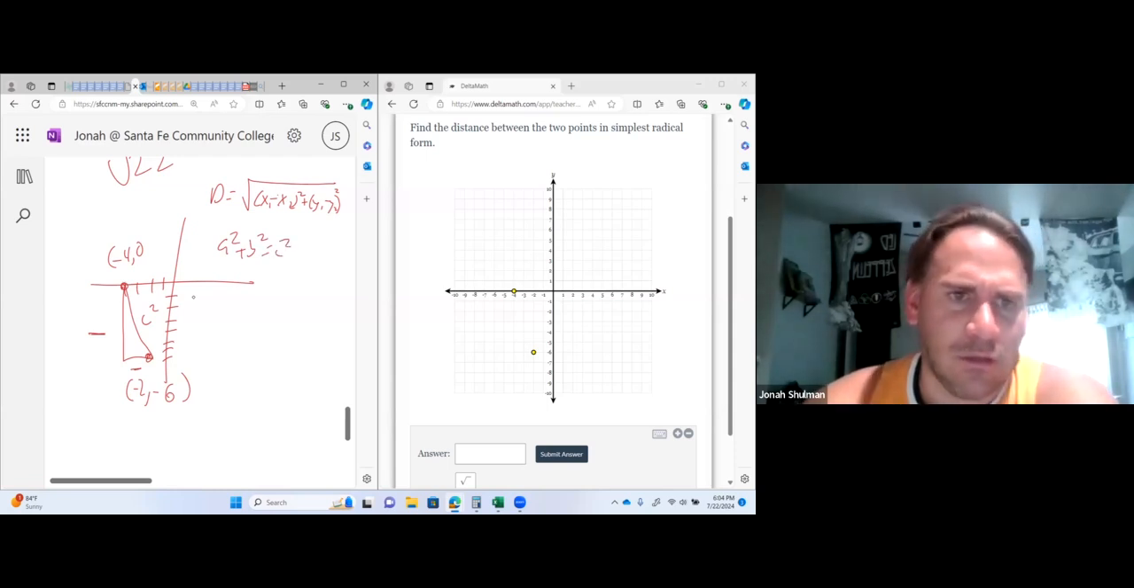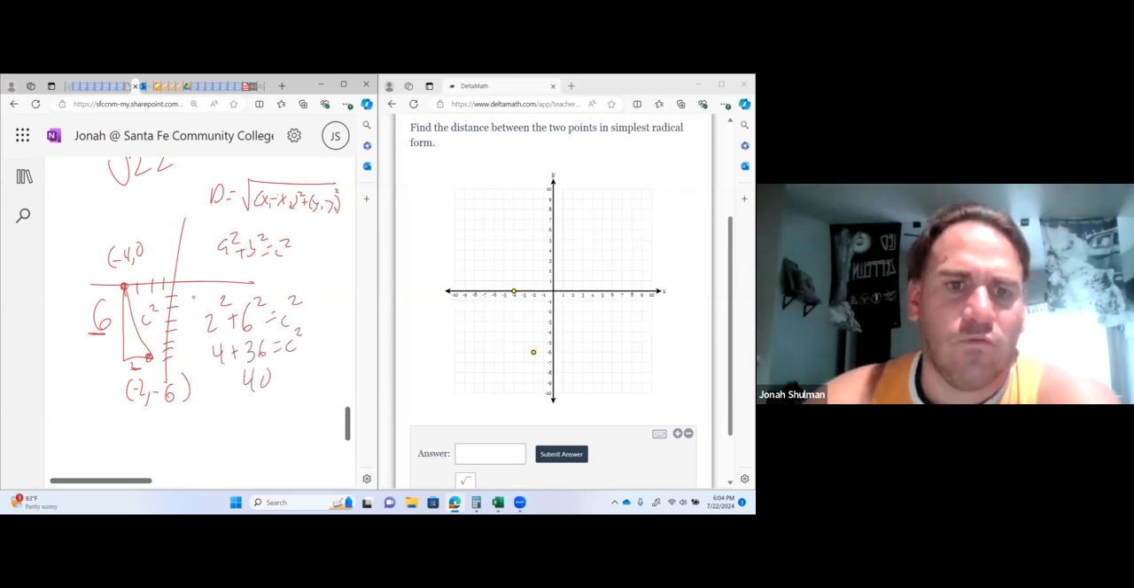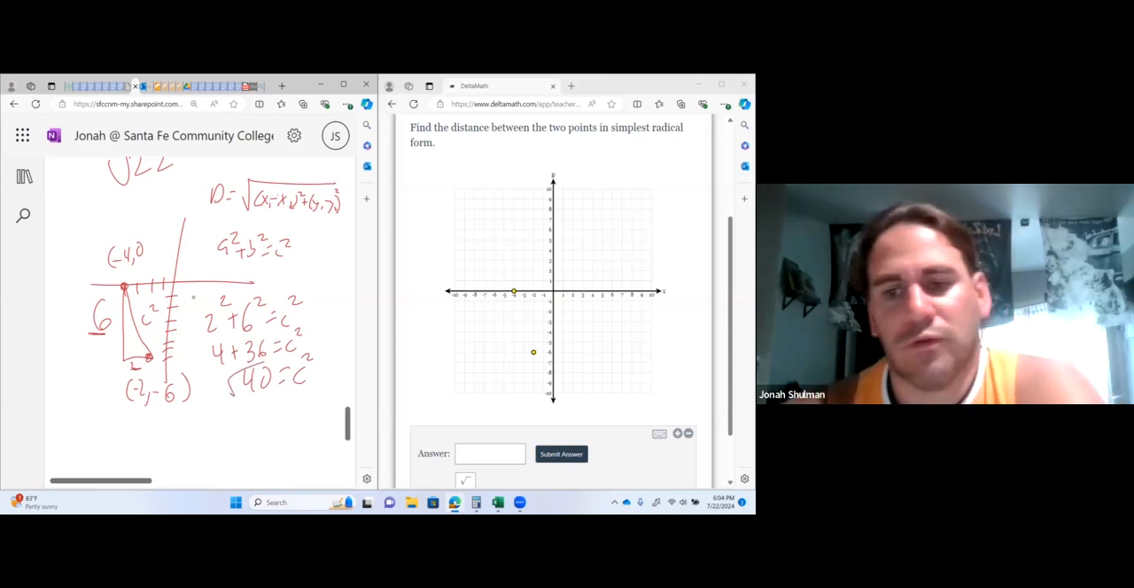So from a -6 to a 0, that's 6. And from a -4 to a -2, that's 2. So it's 2 squared plus 6 squared equals c squared. 4 plus 36 equals c squared. 40 equals c squared, so it's the square root of 40.